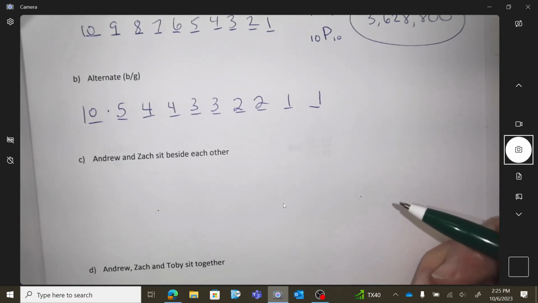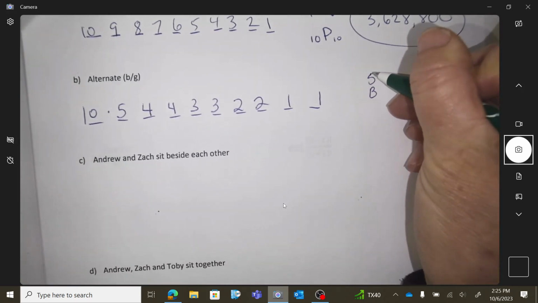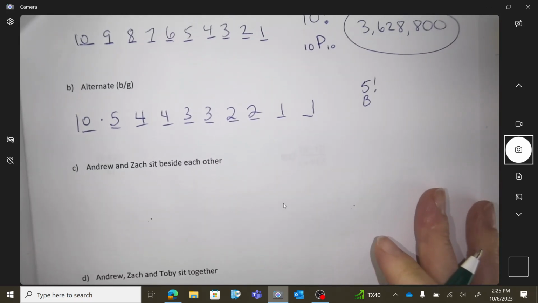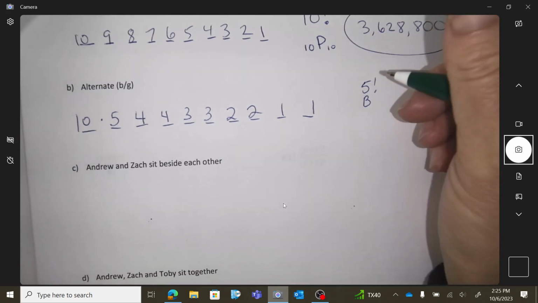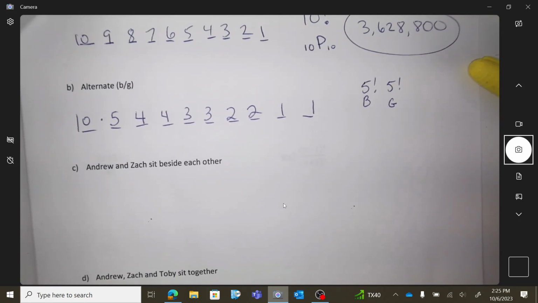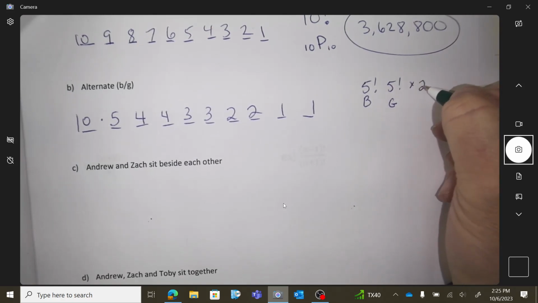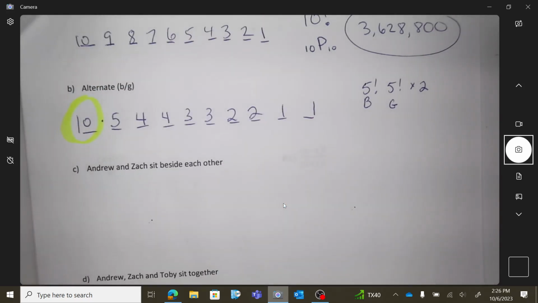Okay? So here's the quick math behind this. The boys can be 5 of them getting rearranged. You could put the boys in 5 different spots like that. The girls could also be 5 moving around. But why would I want to times it by 2? Which is why there's not a 5 in that spot, instead there's a 10. That's where it came from.